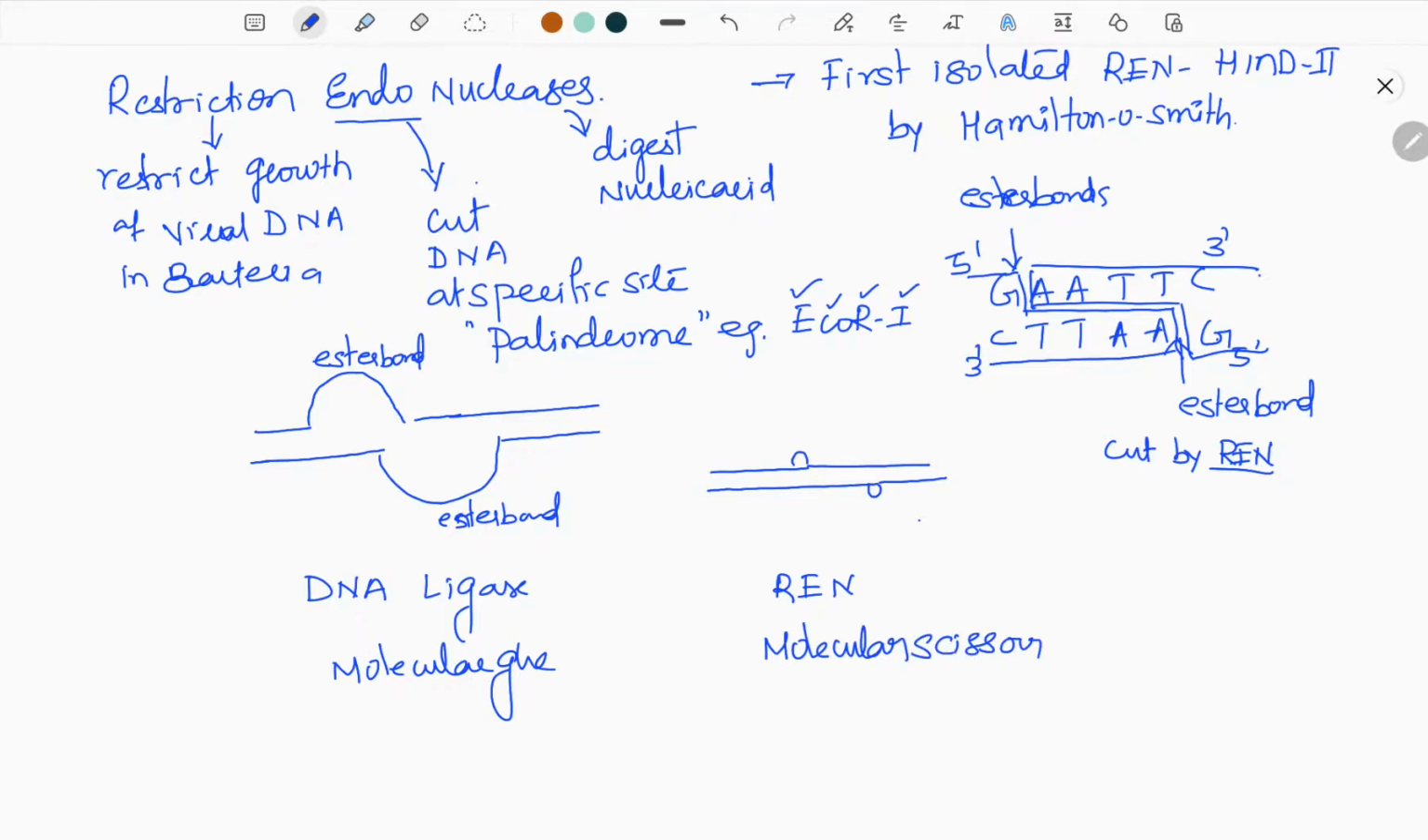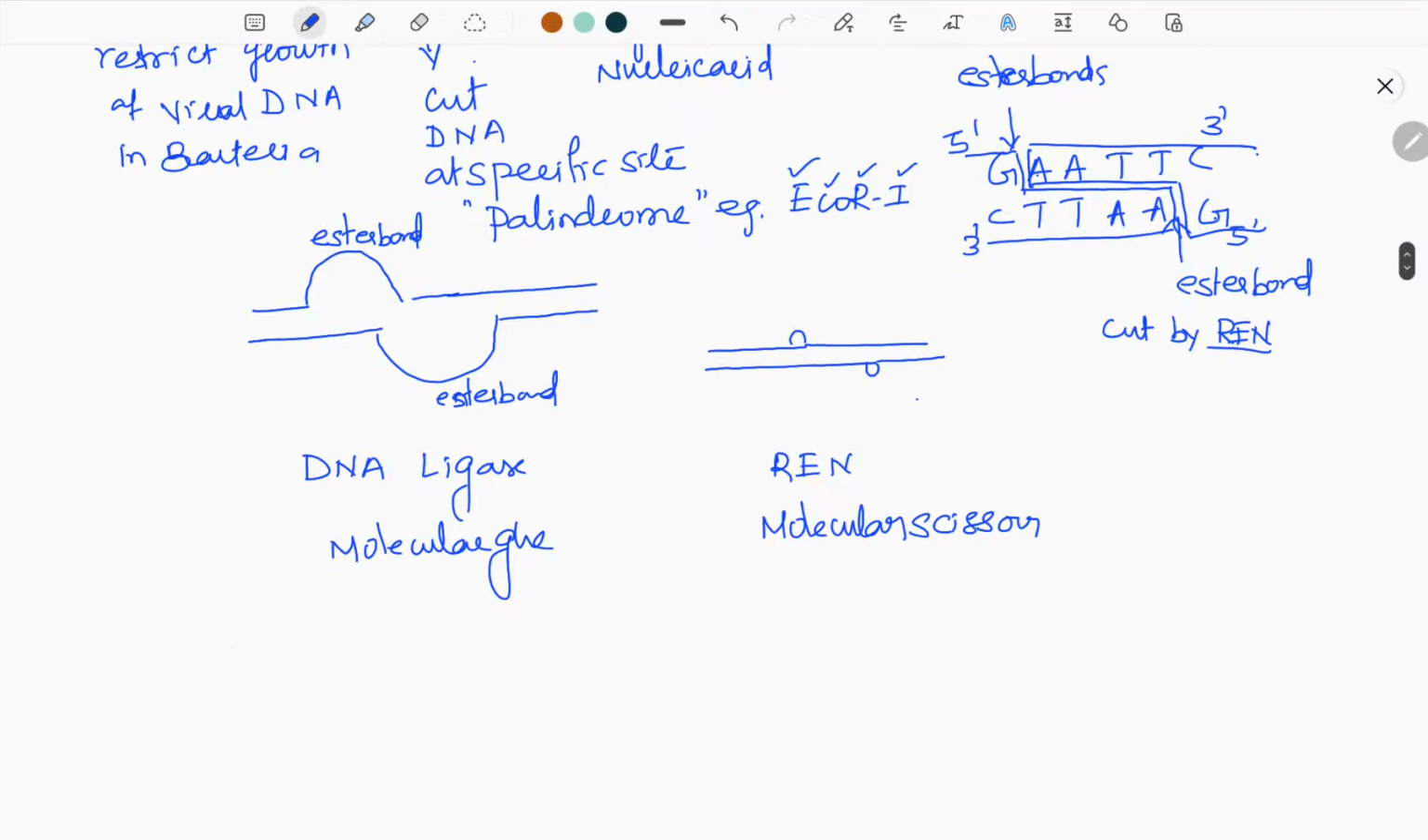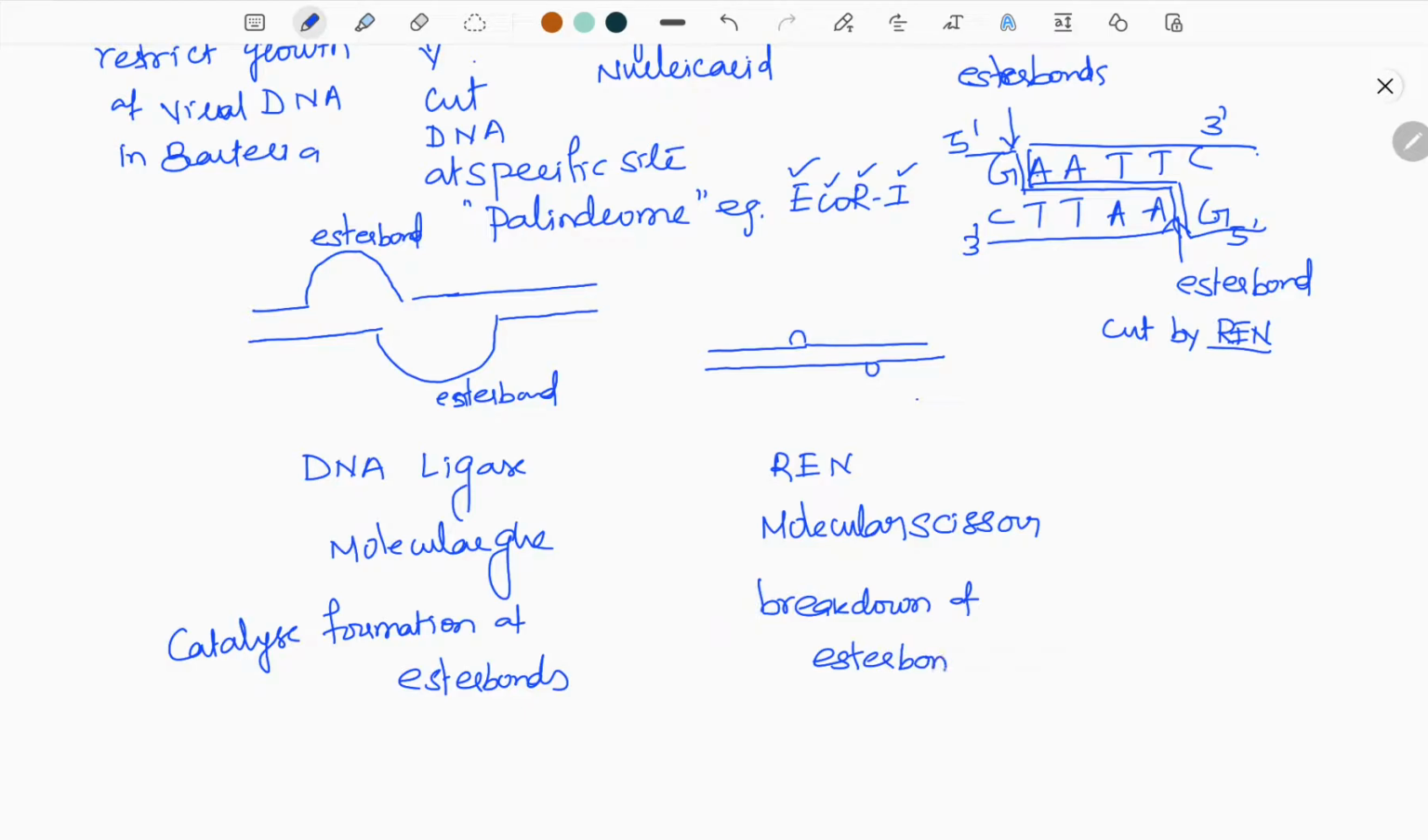Another difference is that DNA ligase will catalyze formation of ester bonds, whereas restriction endonuclease will catalyze breakdown of ester bonds. So one will break down the ester bond, one will reform the ester bond.